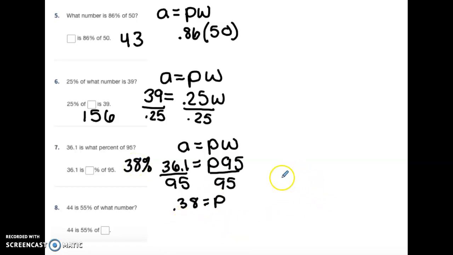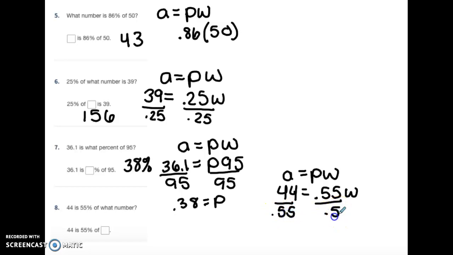And last one on this slide, 44 is 55% of what number? A equals P times W. 44 is, that's our part. 55% goes in for P. Put it in as a decimal of W, we don't know. Divide by 0.55 on both sides. 44 divided by 0.55 is 80. So 44 is 55% of 80.